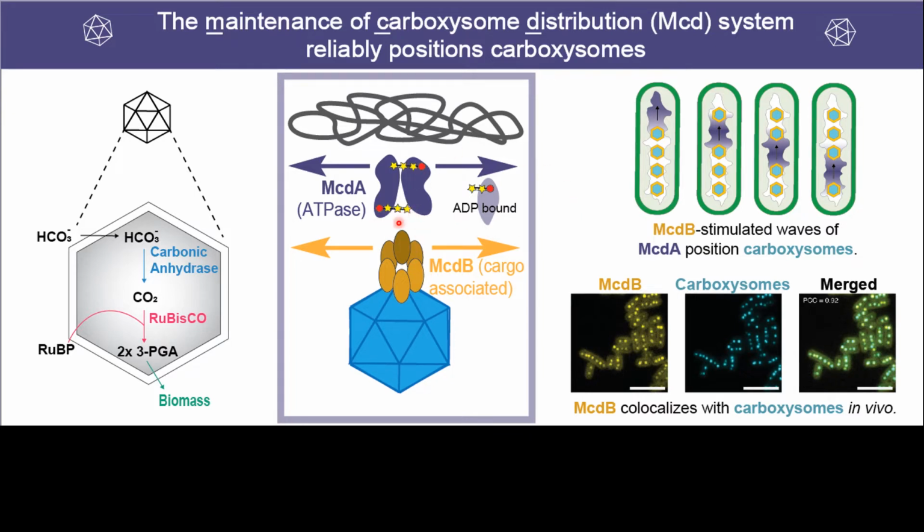Protein 1, called MCDA in purple here, is an ATPase which non-specifically binds the bacterial nucleoid and forms dynamic oscillations on the nucleoid in response to its partner protein, MCDB. MCDB is an adapter protein that chases the MCDA gradient across the cell and specifically associates with carboxysomes, effectively connecting the carboxysome cargo to its positioning system. The oscillations direct carboxysome motion and equidistant positioning in the cell to optimize carboxysome functionality and ensure their inheritance after cell division.